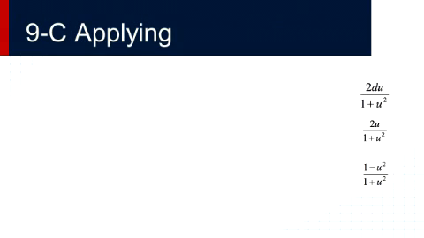And so now let's actually apply it to a real problem. And so let's make note. dx is equal to 2 du over 1 plus u squared. Sine of x is equal to 2u over 1 plus u squared. And cosine x is equal to 1 minus u squared over 1 plus u squared.